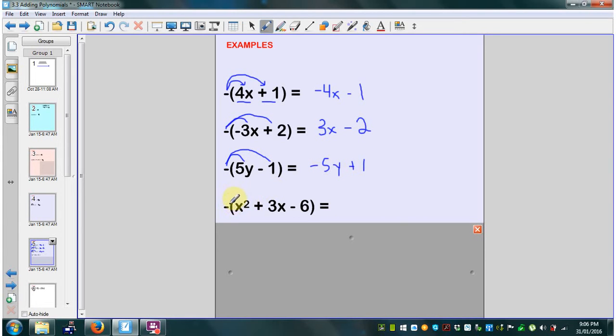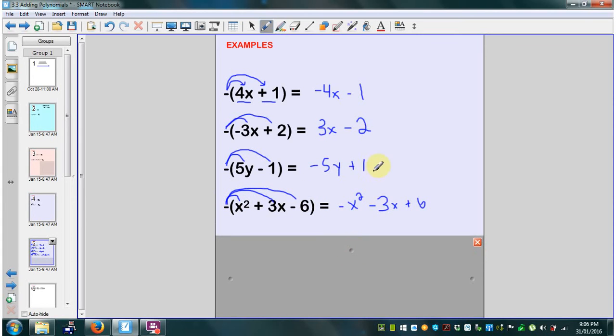All right, so let's try this one. The negative is multiplying into our 3 terms. Negative times a positive x squared is negative x squared. Just switching our signs, positive 3x, because we multiplied in, becomes negative 3x. And negative 6, because we had that negative out front, now becomes positive 6. So all we did is simply switch our signs and drop our brackets. Hopefully you got those right.